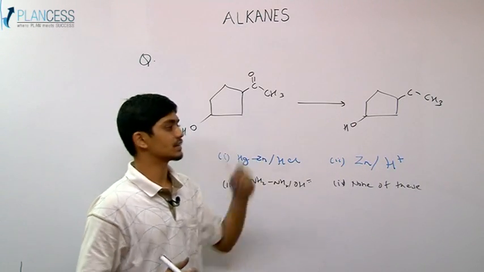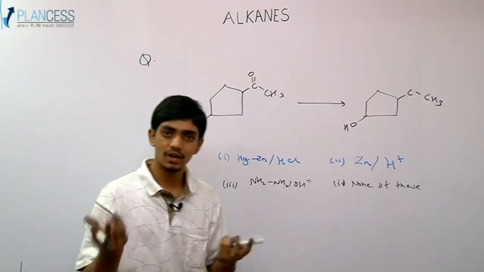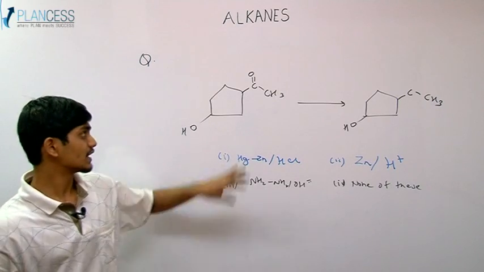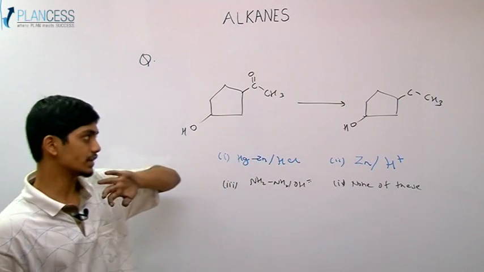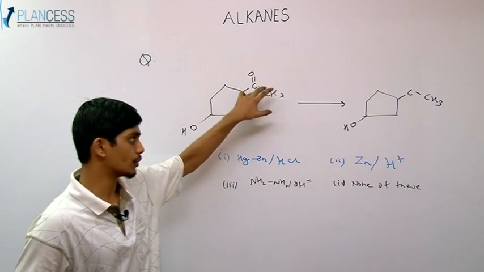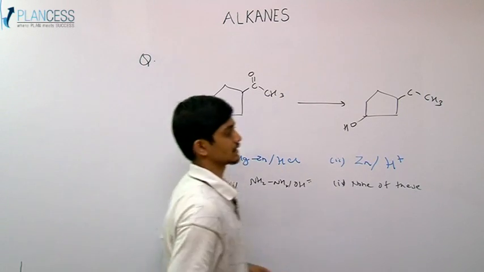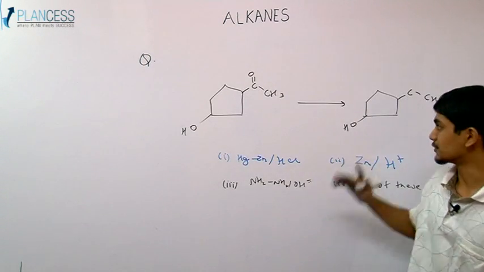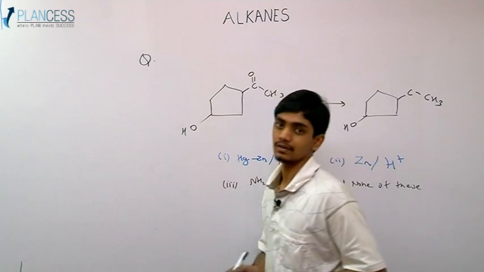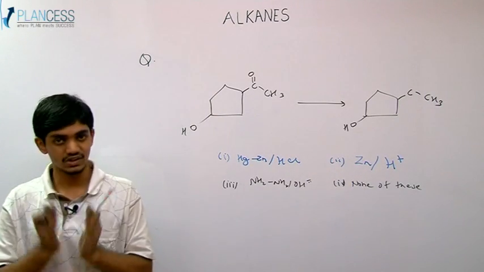The answer must lie in the logic. And what is the logic? The logic is that here we have OH, there also we have OH, but the double bond O is missing over there. We have got an alkane there. That is, the carbonyl group has been converted to an alkane, and that is a reduction reaction.